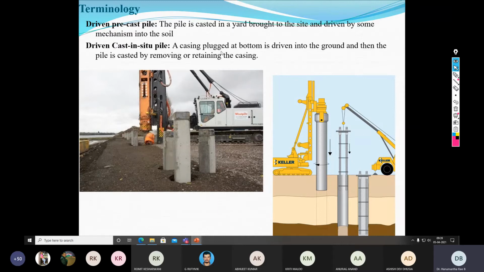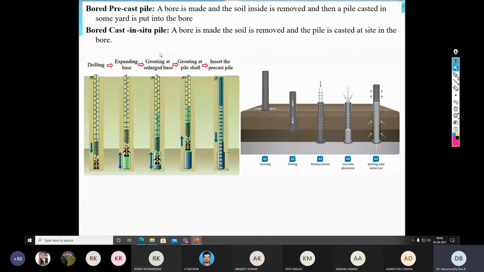The second is the driven cast in situ pile. Here first a casing plugged at the bottom, as you can see on your right side picture, is driven into the ground, and then the pile is cast by removing or retaining the casing. In the earlier case, the pile is directly cast on the ground, brought to the site and driven with the help of some equipment, maybe a crane, or there is specific equipment available for pile driving. Now if I initially drive the casing instead of the pile, then that is called a driven cast in situ pile. Now, the alternative to driving, because in every circumstance we can't drive the pile.